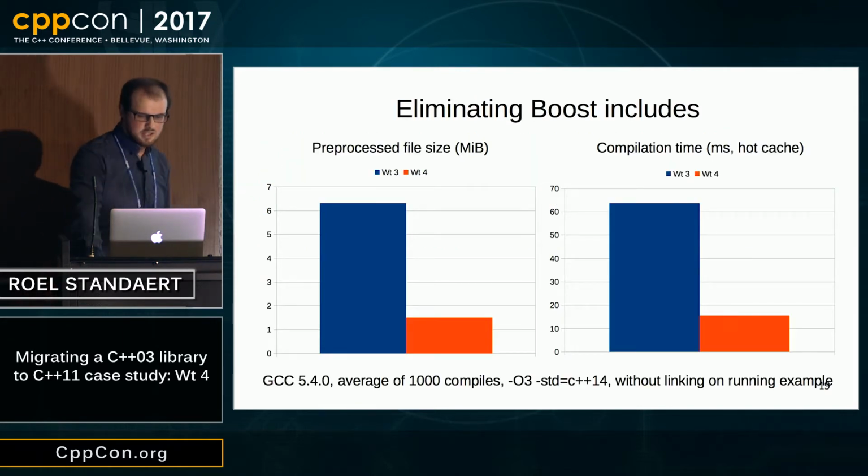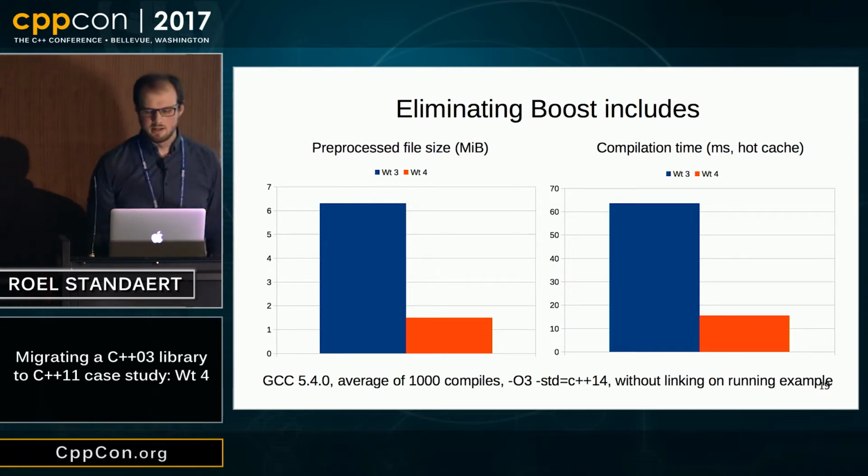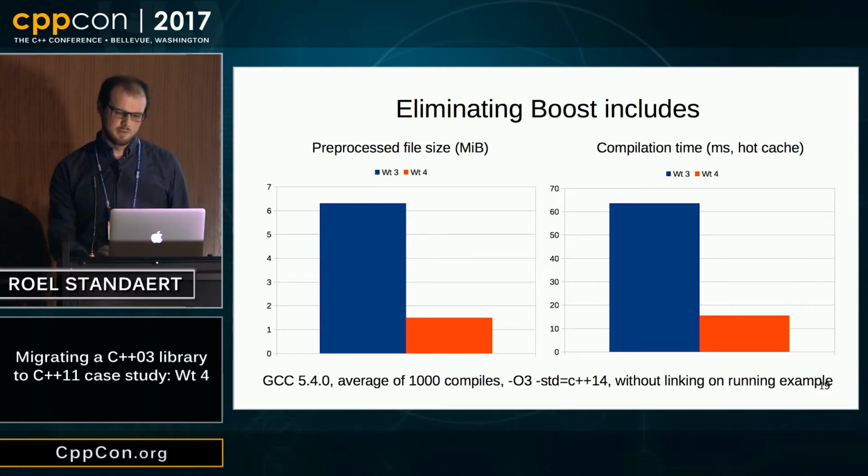And also one of the effects is, now that we eliminated the Boost includes, we could really speed up our compilation times. So this is on this example that I showed you. So it's mostly really showing this overhead. And now the preprocessed file size is just a fifth of what it was before, and compilation time has also gone down by a fifth.